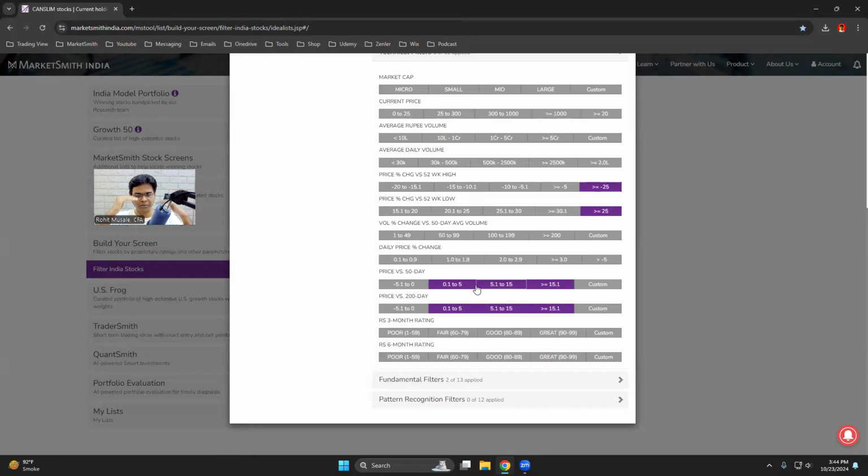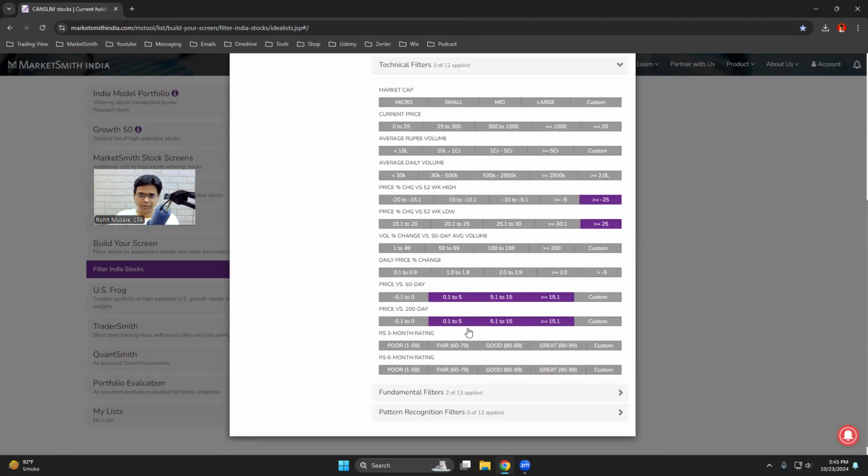So the price should be above the blue line, the 50-day simple moving average. The price should be above the 200-day. The price should be above the red line, which is the 200-day simple moving average. So this ensures that we are in a strong stage two uptrending stock.